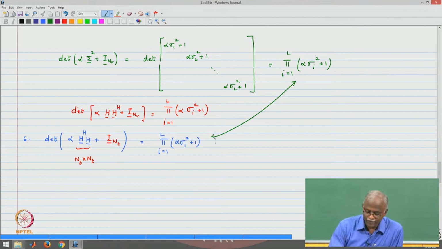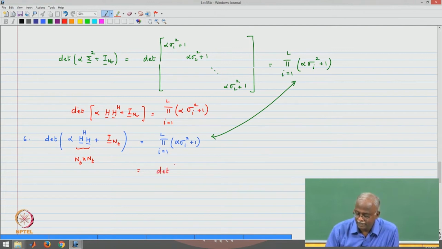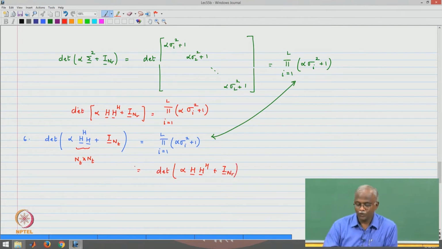So, in other words, we can write down the following result: the determinant of alpha H Hermitian H plus I_NT can be written as the determinant of alpha H H Hermitian plus I_NR. That is what we have obtained from properties 5 and 6. And of course, we have gone through and shown the steps for doing this.